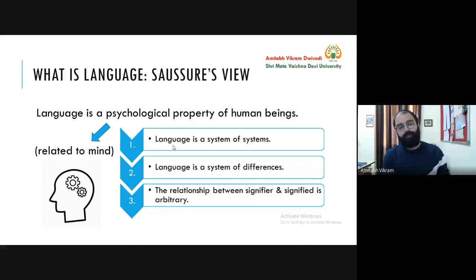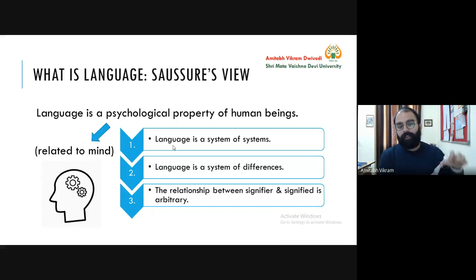So you have sounds, you have words, then you have syllables, you have morphemes. All these things we will study further, but this is basically the meaning of why we say that language is a system of systems.